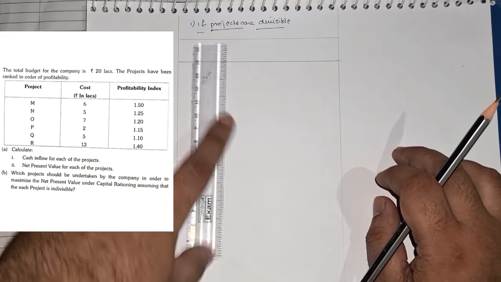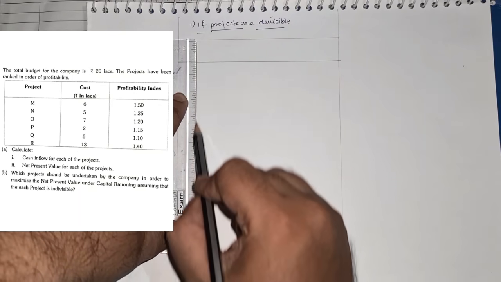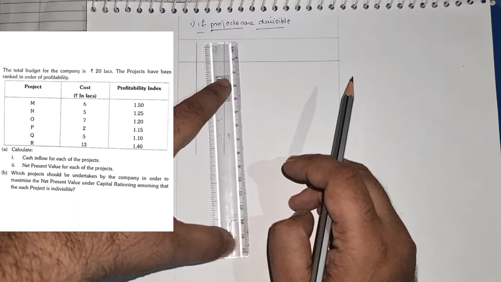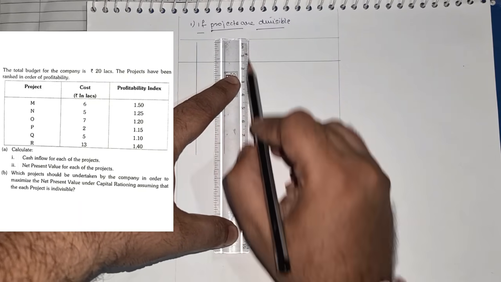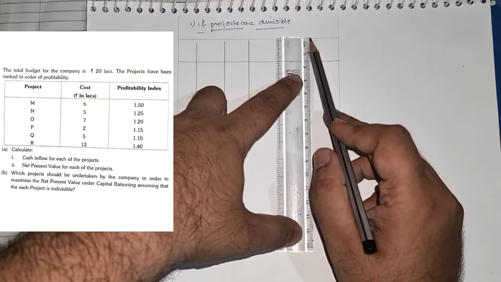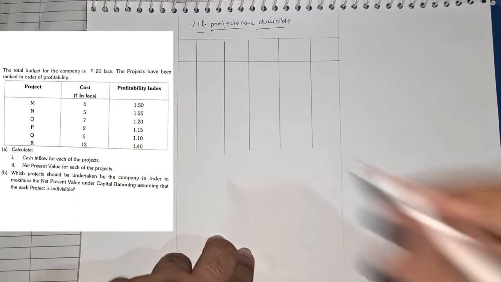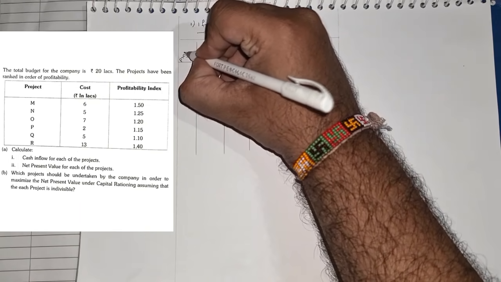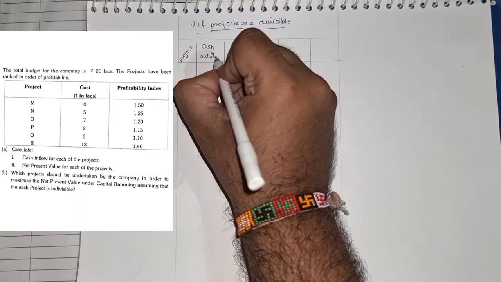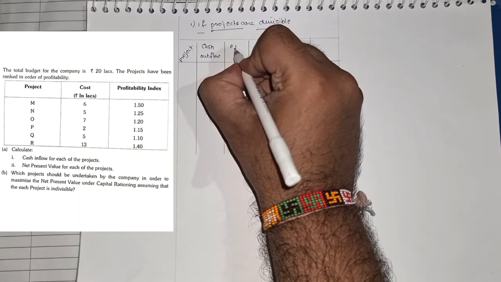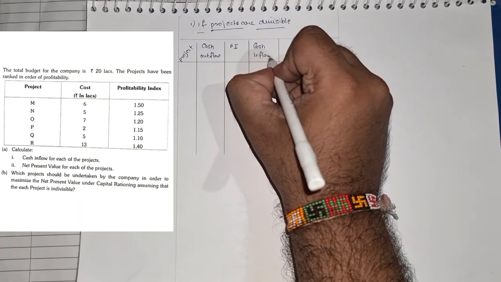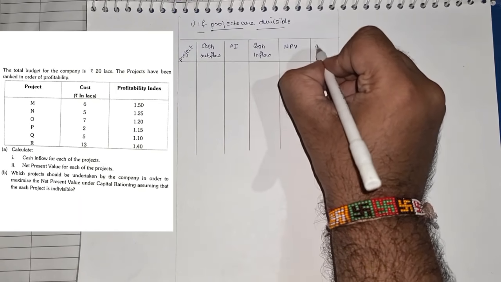So I'll have first of all the projects which are given to me, various projects are there. The cost or outflow is given to me. They have given me the value of PI. I have to find the present value. Once I find the present value, I need to find the NPV and then I can rank them. So I'll write here project, various projects are there. We have cash outflow, so I'll write here cash outflow. We have profitability index, so I'll write here PI. We will have to find cash inflow, and once we find cash inflow, we need to find NPV and then I can rank them.